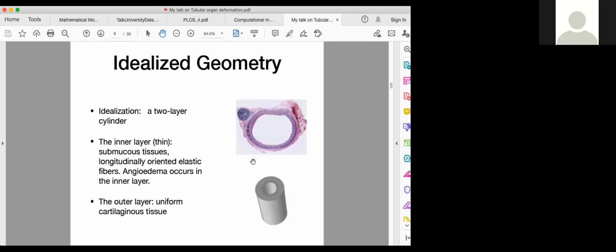For the modeling of this tracheal angioedema, in the first part, we use an idealized cylinder with just two layers. In the second part, we study patient-specific modeling. From the structure of the trachea cross-section, you can see we have two layers. The inner layer is very soft. The outer layer is hard, just cartilage. So we model this as a two-layered cylinder, where the inner layer is very thin and the outer layer is thicker.